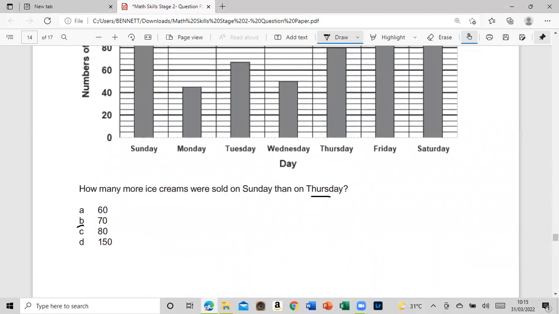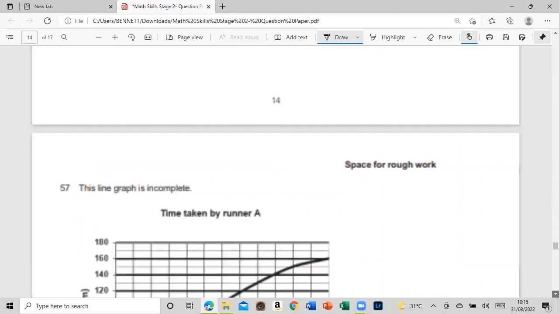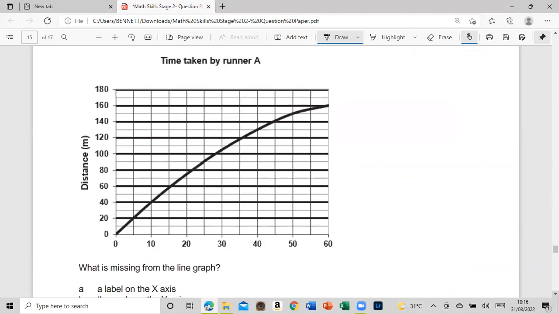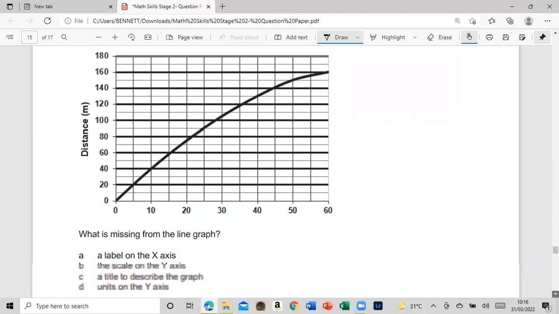It's very simple. Let's move on to 7. This line graph is incomplete. It's a graph of distance versus time. Let me see: a label on the x-axis, a scale on the y-axis, a title to describe the graph, units on the y-axis. Oh, so this one, I didn't label this.